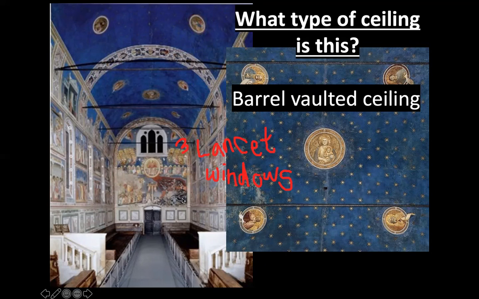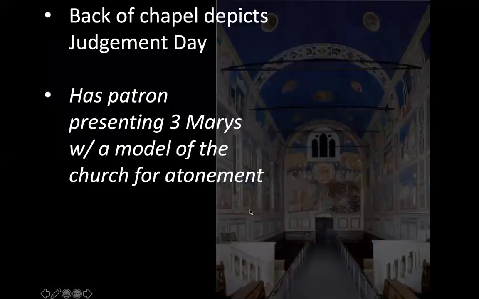So at this point, we should be able to just identify elements of architecture and be able to say where we've seen them before, right? We talked about lancet windows with the Gothic Chartres Cathedral. And then there's 3 windows. So we should be able to talk about symbolism with what we're seeing.